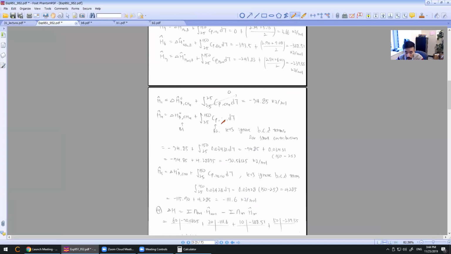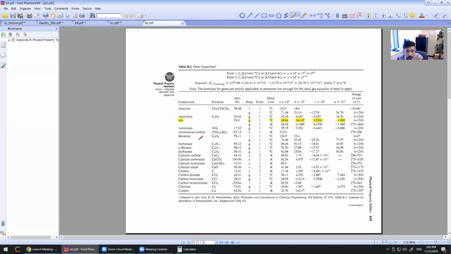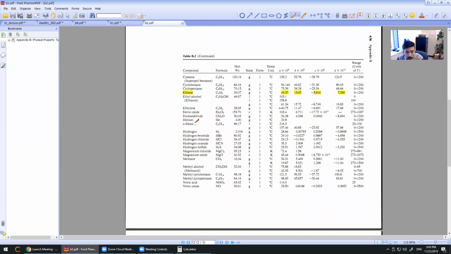We cannot find methane in table B8, so for this one we have to use table B2. Let's take a look at table B2 for methane. So for methane, you see here methane, right? We talk about the gas and Celsius, so we're going to use this A, B, C, D term. But since the B, C, D terms are a lot smaller than the A term, we ignore these three terms to make the calculation easy.